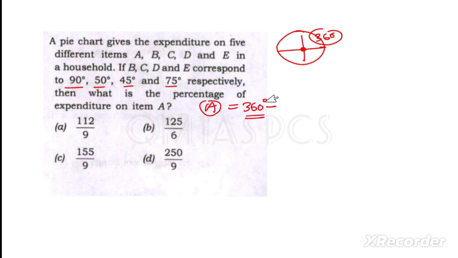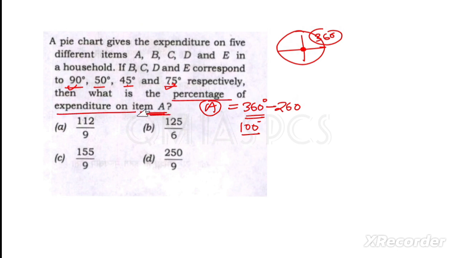So if you add all things, how much will it be? 75 plus 45, that is 120. 120 plus 50, that is 170. 170 plus 90, that is 260. So it is 260. So what is the value of A? It is 100 degree. So we have to find the percentage of expenditure on item A.